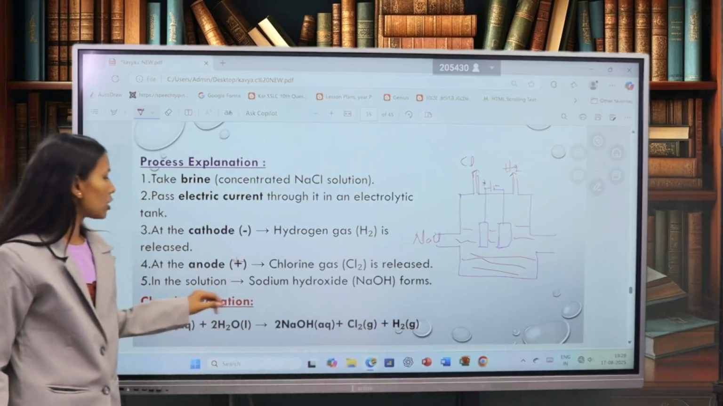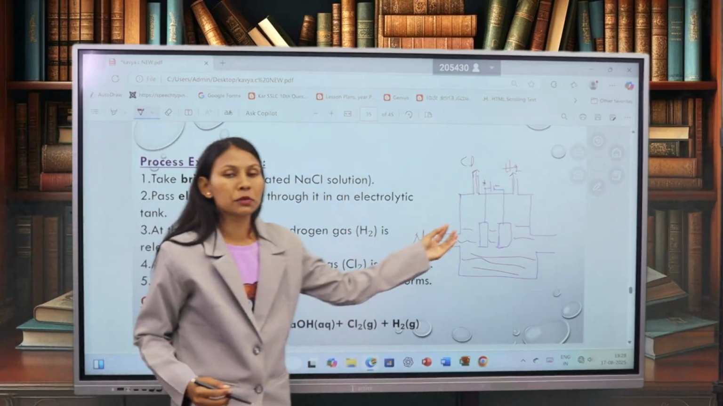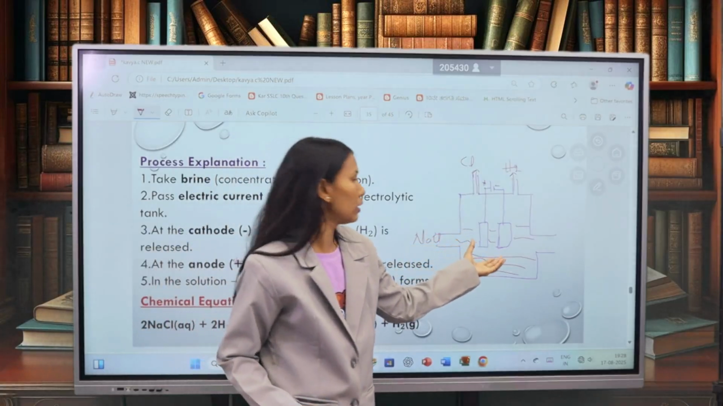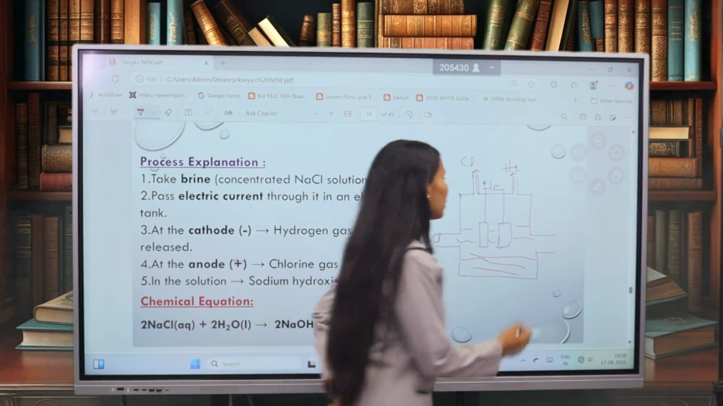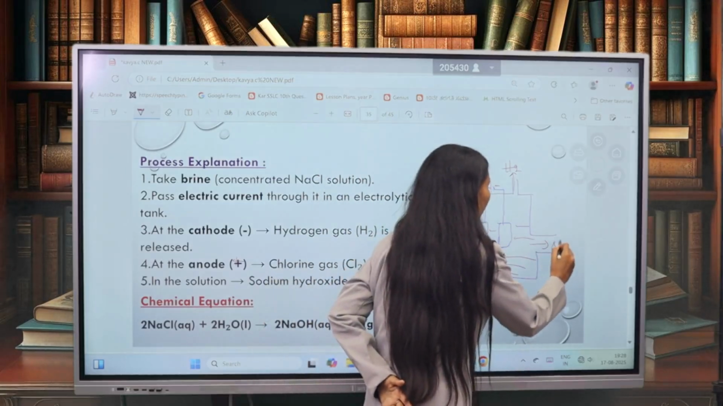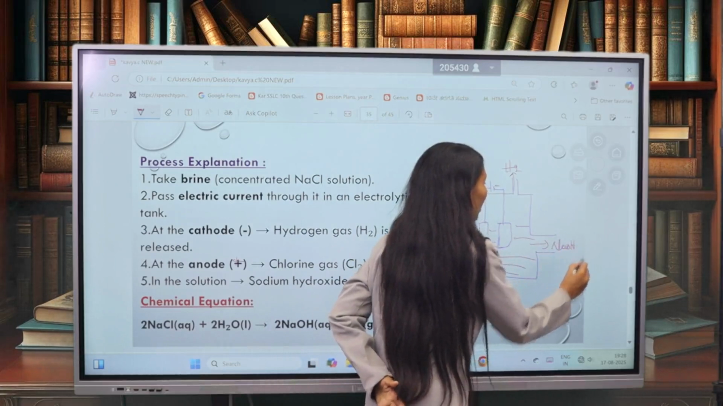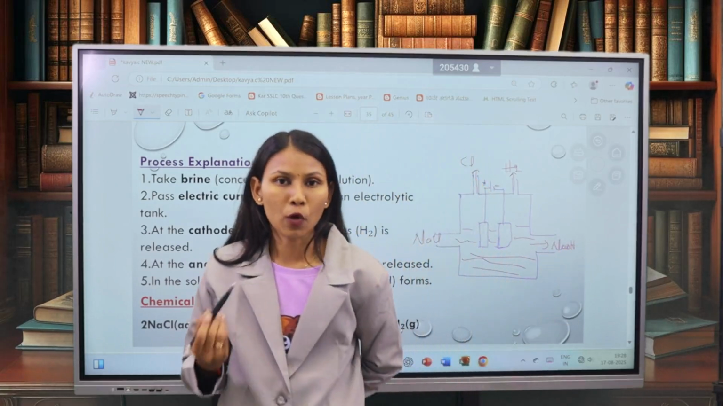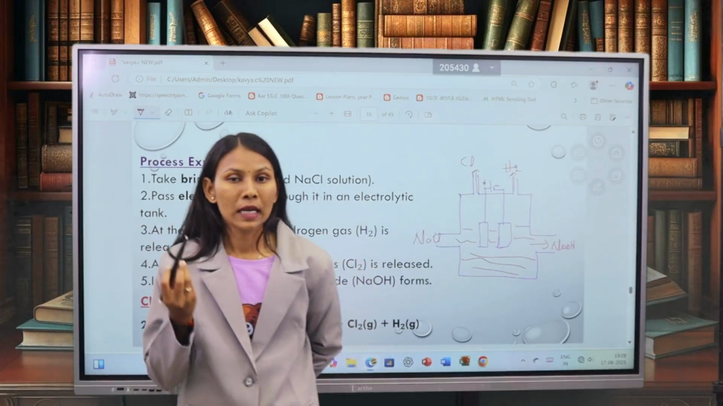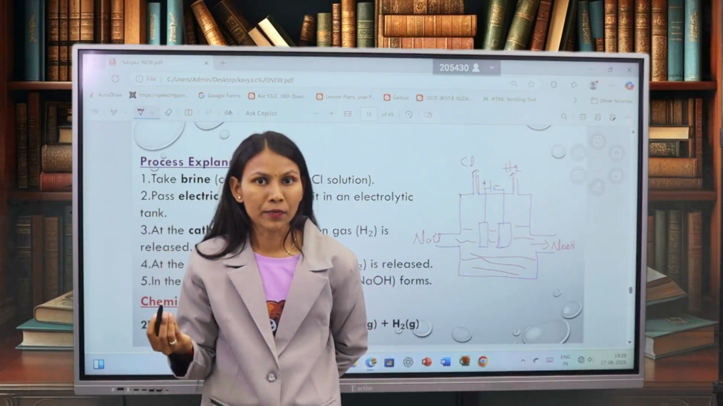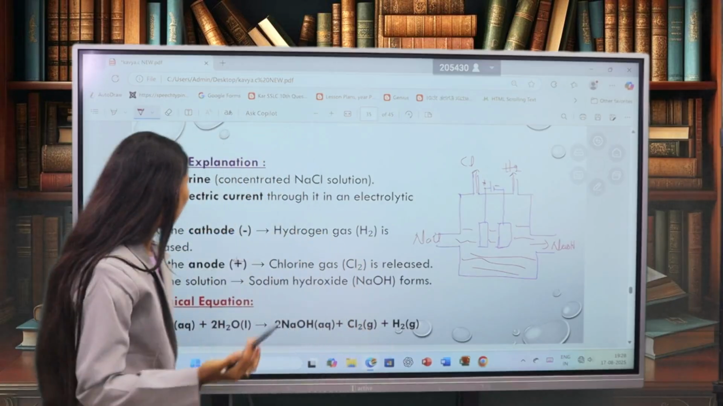Next, the solution. Once you pass electric current through this aqueous NaCl or brine solution, it makes a product, that is NaOH. This is how NaOH is manufactured with the help of the electrolytic tank, through the electrolysis of NaCl. So you understood this concept now?